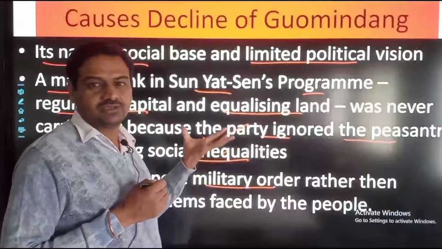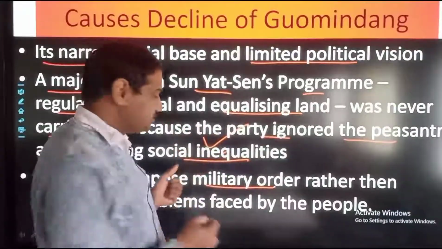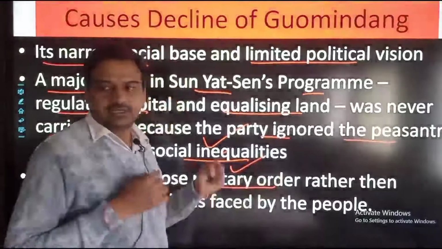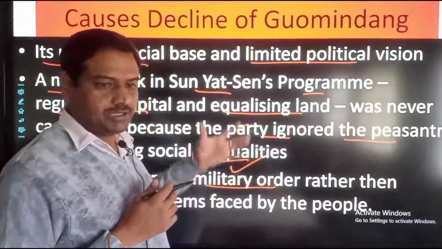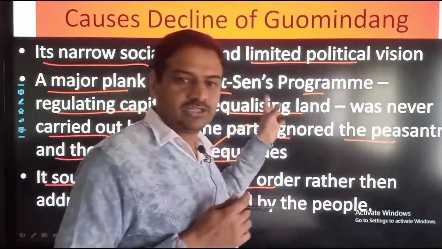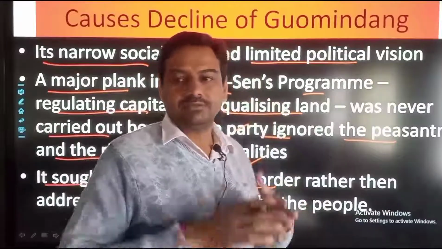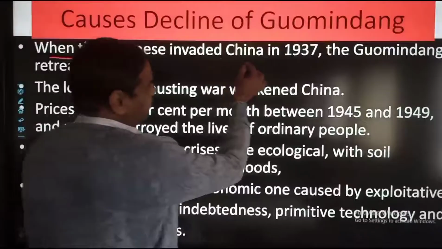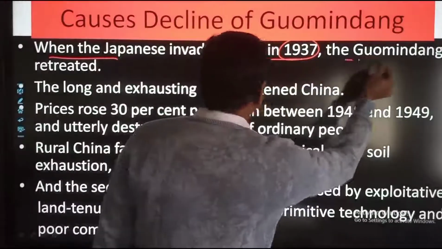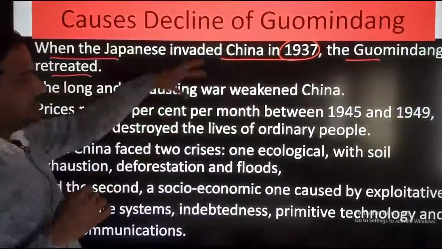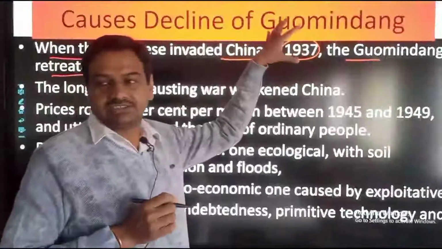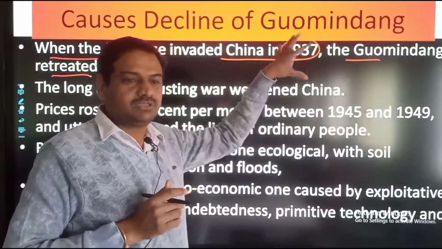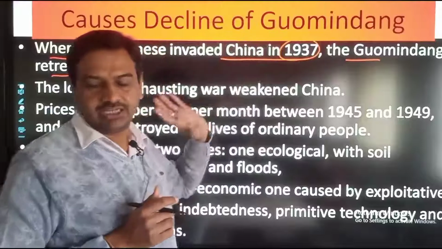As we discussed, Chiang Kai-shek was also a military leader and he wanted to impose military order instead of democracy. As a result, people turned against this party and this party lost its ground among the Chinese people. When the Japanese invaded China in 1937, the Kuomintang retreated. It was not able to fight against the Japanese invasion. So that was a major failure of the Kuomintang party.